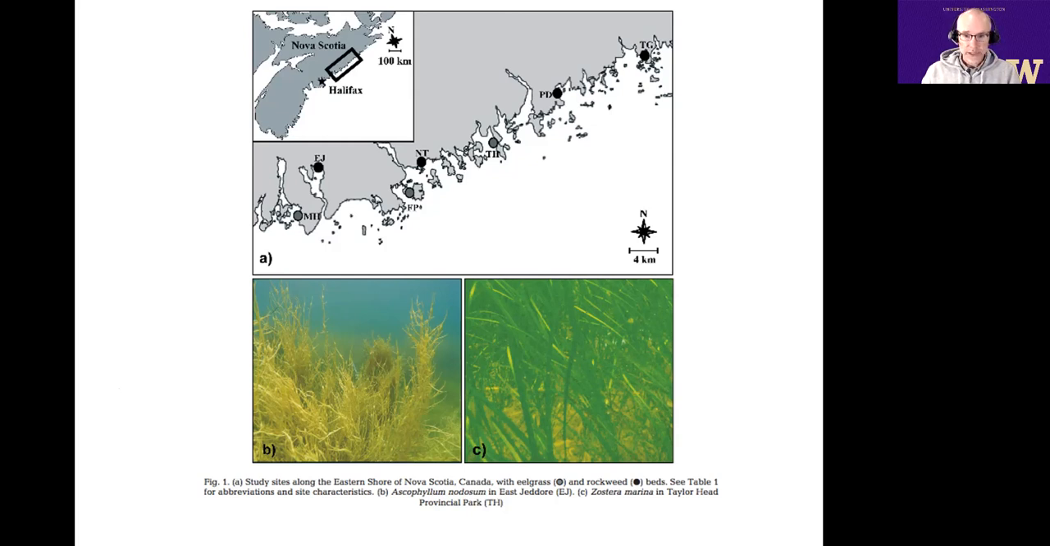Maps can do multiple things. In this case, this is a combination of map and a plate. The inset shows us where we are in Nova Scotia. This is the coastline of Nova Scotia, and you see the compass rose and a scale bar, so we understand what sort of area we're looking at. And there are points demarcating sample sites along this coastline. And then these plates that go along with the map display some attributes of the various habitats. And there's, of course, a descriptive caption as well.